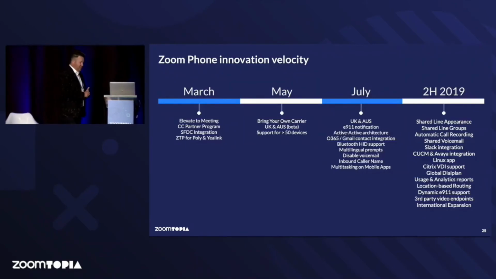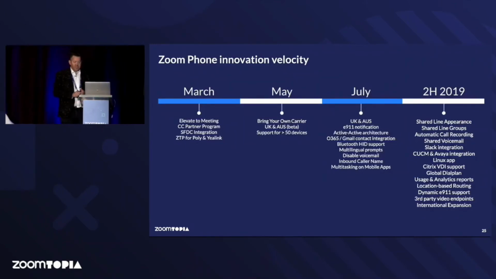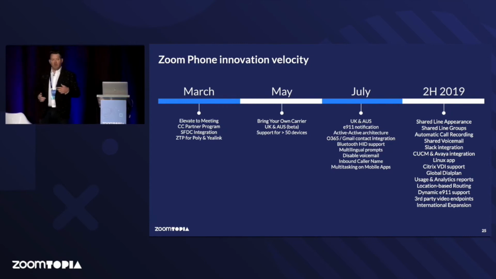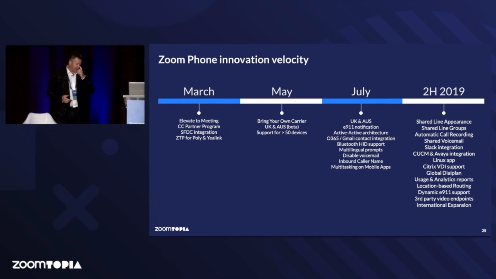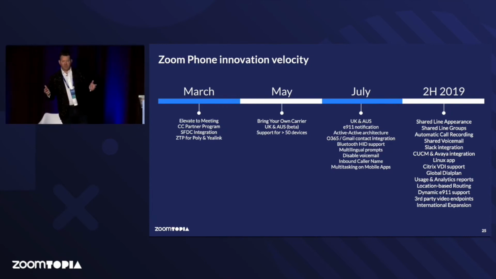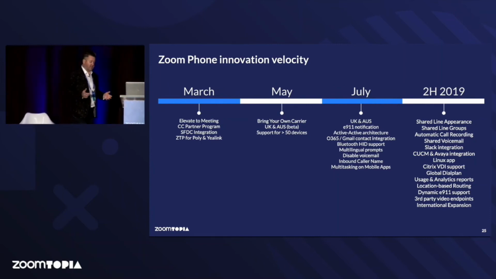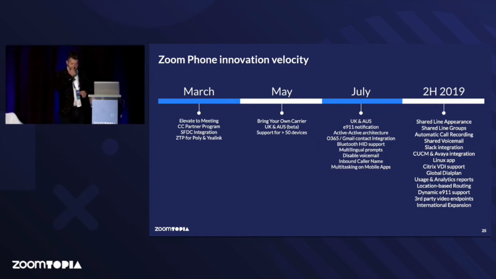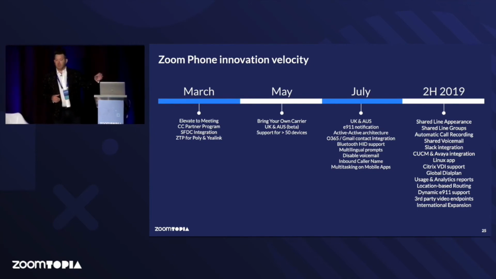Let's talk about innovation. So I mentioned earlier that we've had 5 major releases since January. We had the January release. In March, we rolled out the contact center program, Elevate the Meeting, and a couple other enhancements, zero-touch provisioning to make that device management very easy. In May, Bring Your Own Carrier, which we just talked about. We launched UK and Australia as a part of our beta program, and we exceeded the 50 device number. And then since then, July was another major release when the UK and Australia went general availability.